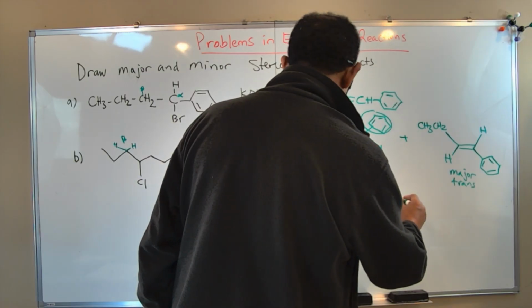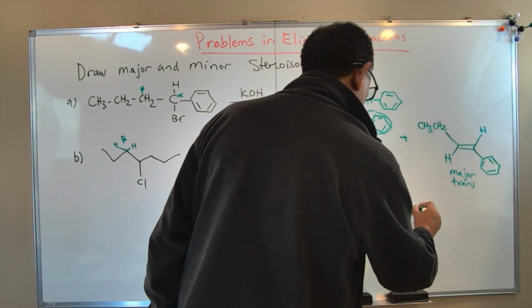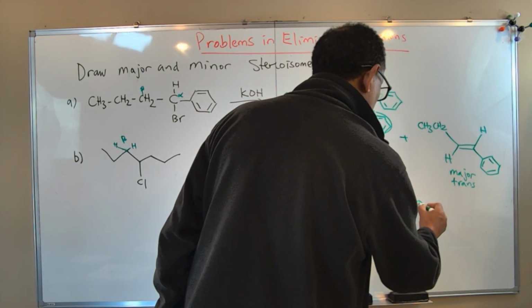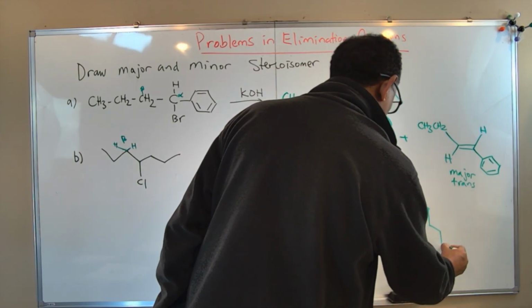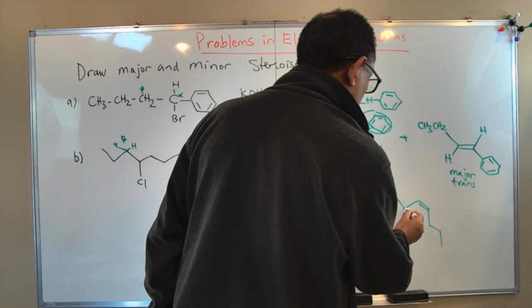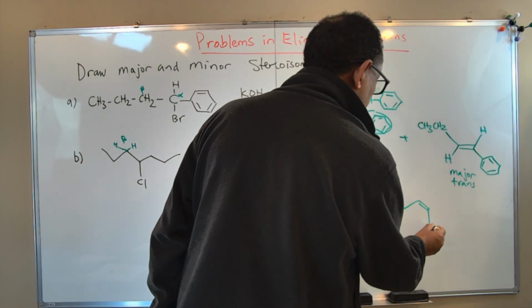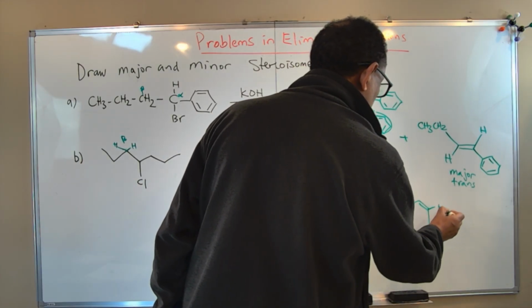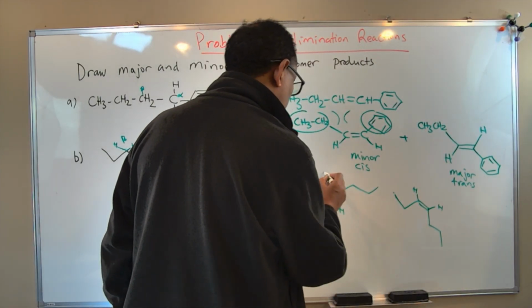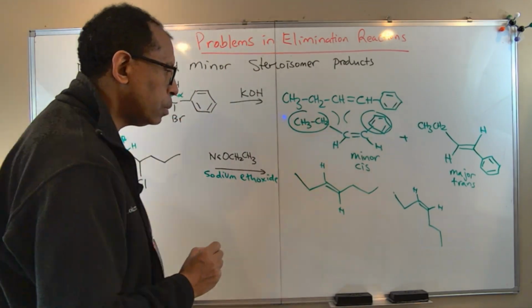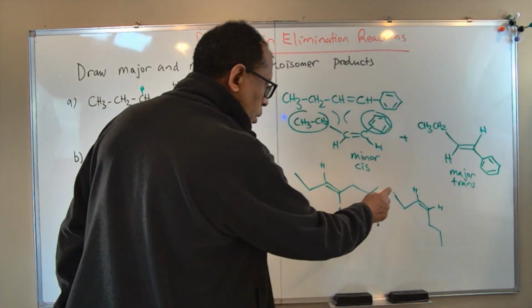This would be another product. 1, 2, 3, 4, 5, 6, 7. So the hydrogens are this, the hydrogens are this. So two products.